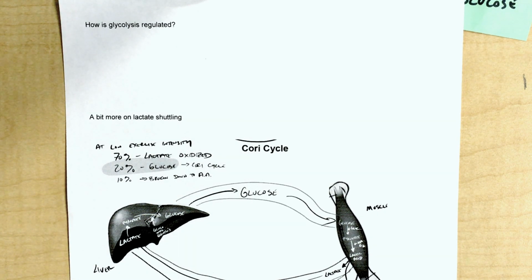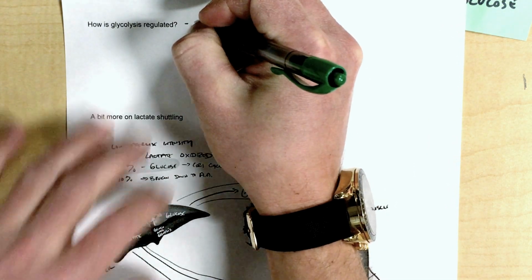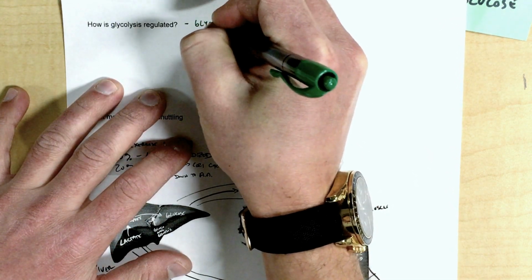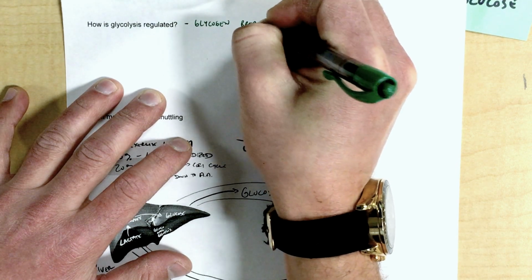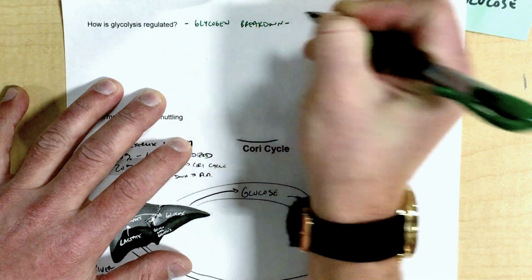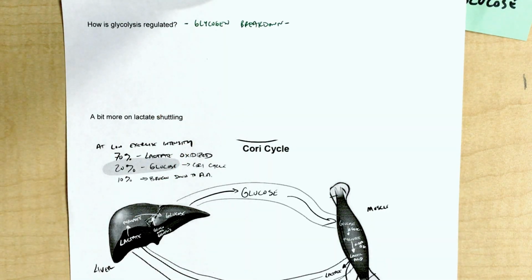All right. How is glycolysis regulated? First, let's talk about glycogen breakdown. Think of a hormone that may encourage you to break down glycogen.